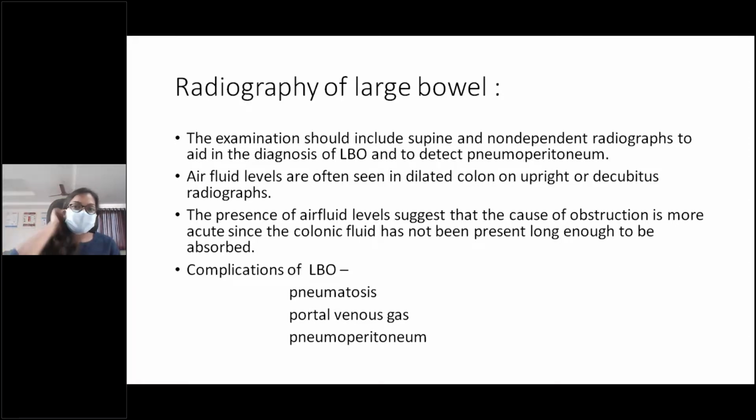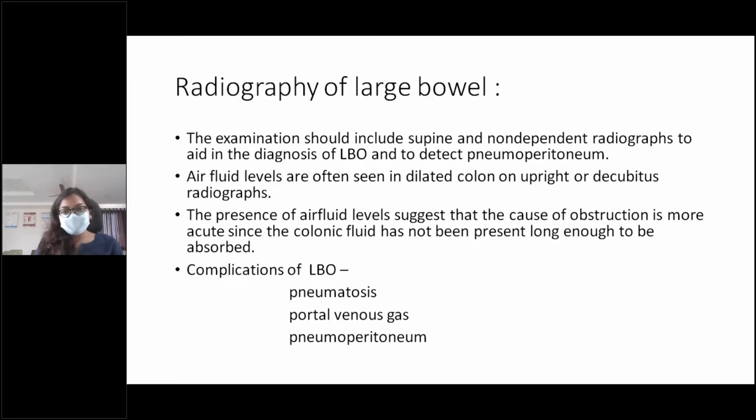Radiographic features indicate the normal large bowel. In case of large bowel obstruction, the examination should include supine non-dependent radiographs to aid in the diagnosis of the large bowel obstruction and to determine any pneumoperitoneum. Pneumoperitoneum is seen in case of perforation of the bowel.